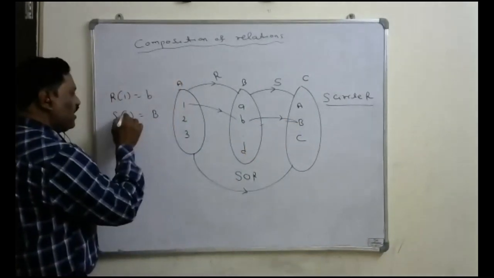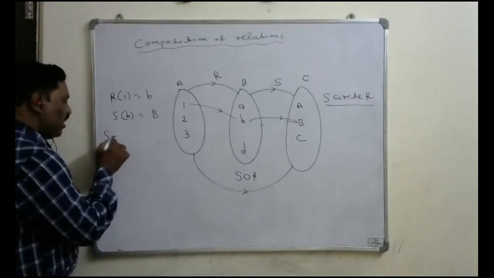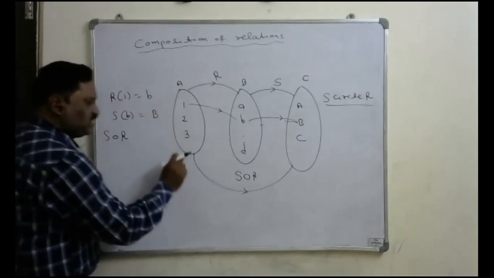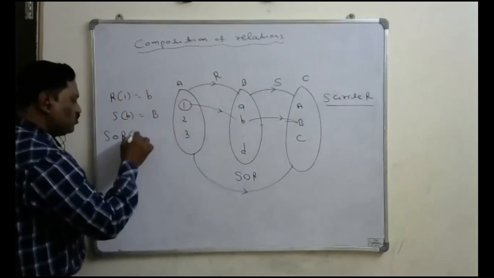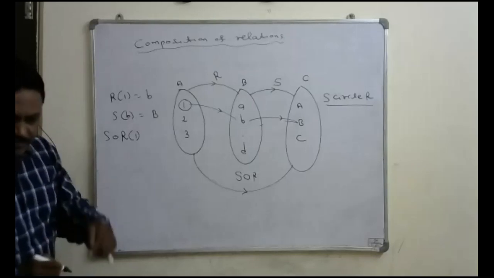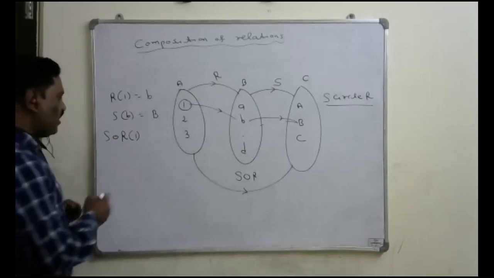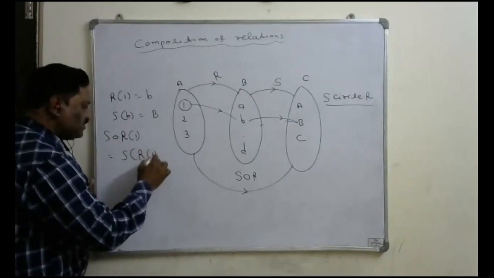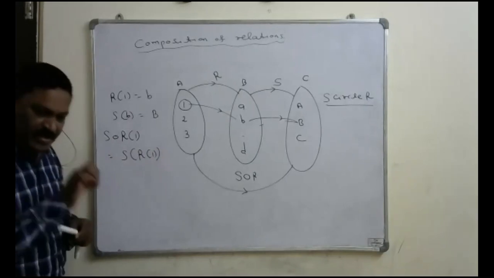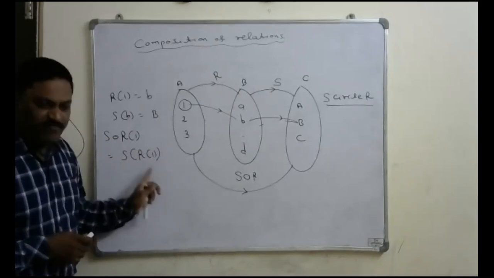That means S of B, I can take it as B, let us assume that. Now, S circle R is the relation from A to C, which means here the domain is 1. So S circle R of 1, whenever there is a circle, we can write it as S of R of 1.